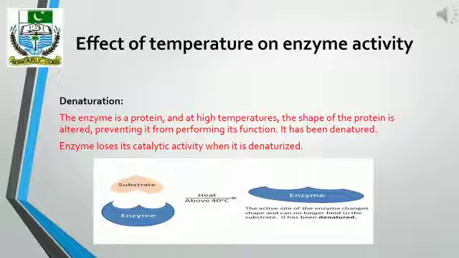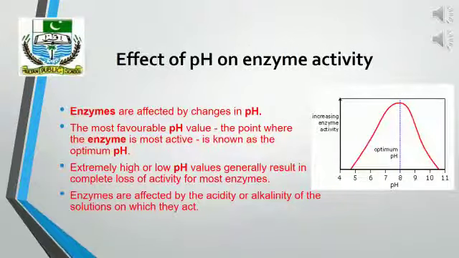That's why it loses its catalytic activity. Now this enzyme is completely denatured. First, we have seen the effect of temperature on the activity of an enzyme. Now we will see how pH will affect the activity of an enzyme. Just like temperature, enzymes are also affected by changes in pH.